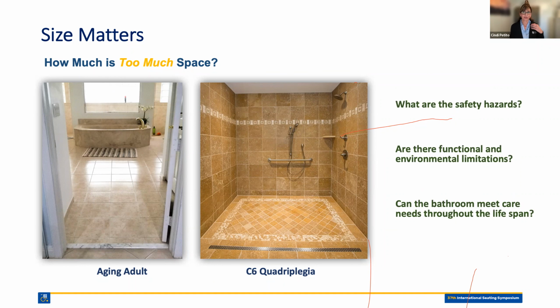And the first thing that really screamed out at me was, I'm blinded by the light that's coming into the bathroom. There's a lot of glare on the floor. This could be a potential slip hazard. The photo on the right was a shower that was designed for a C6 quadriplegic. And this shower is about 6 foot wide by 6, maybe even 7 foot deep.